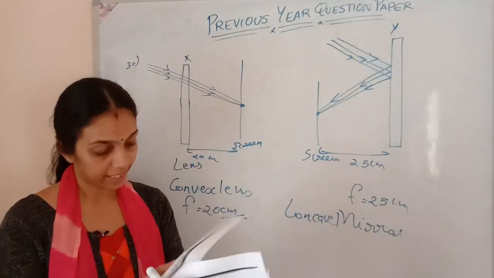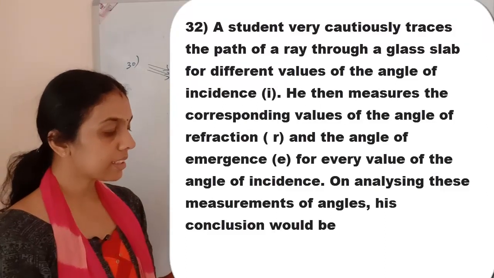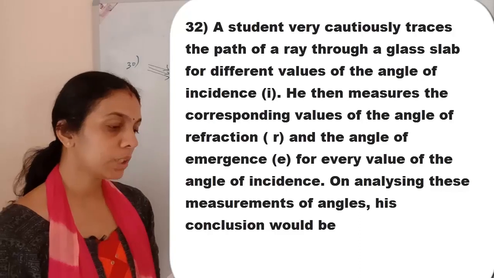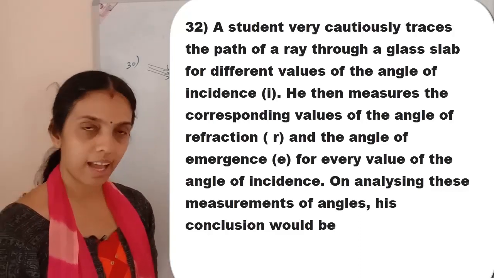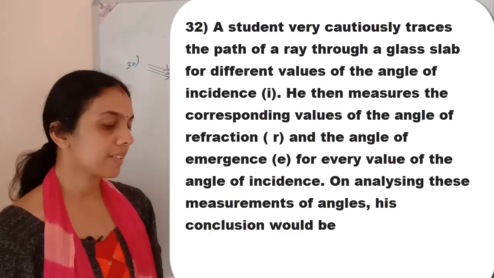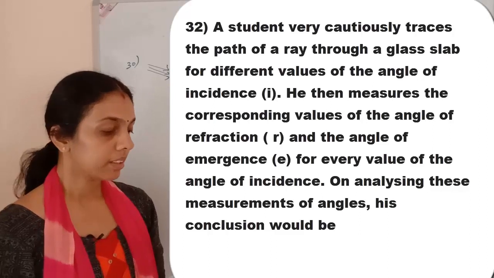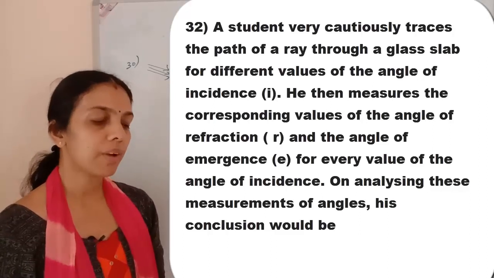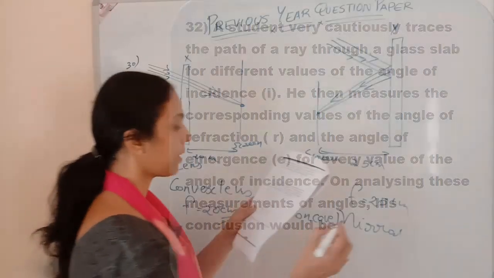Okay, so the next one is 32nd question. A student very cautiously traces the path of a ray through a glass slab for different values of angle I. He then measures the corresponding angle R, angle of refraction, and angle of emergence E for every value of angle of incidence. On analyzing this, here the values are given.